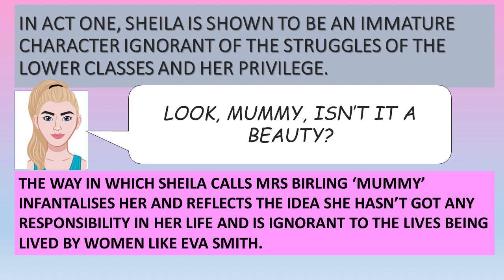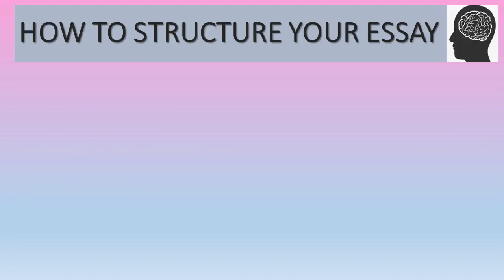So we've then got my analysis. Here's the analysis part. The way in which Sheila calls Mrs. Birling "mummy" infantilises her, makes her look like a child and reflects the idea that she hasn't got any responsibility in her life and is ignorant to the lives being lived by women like Eva Smith.